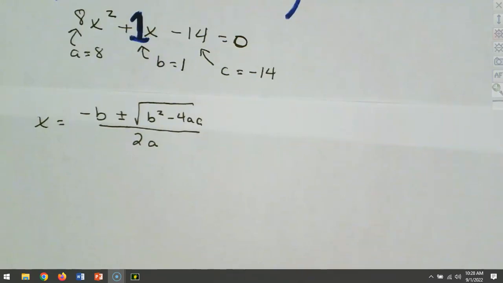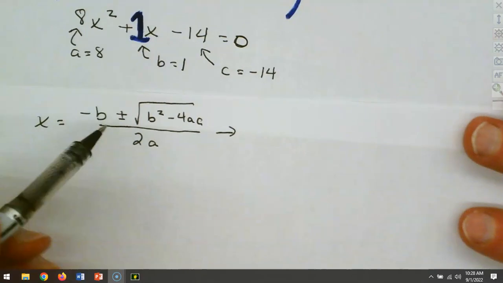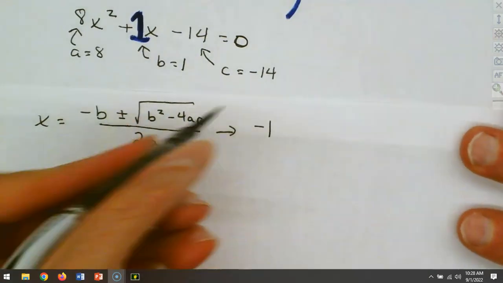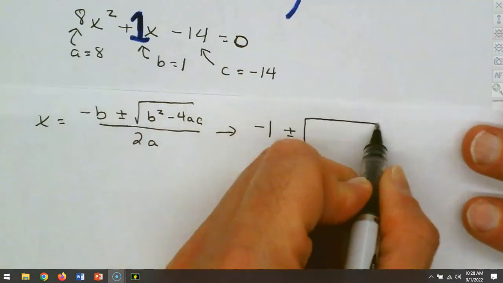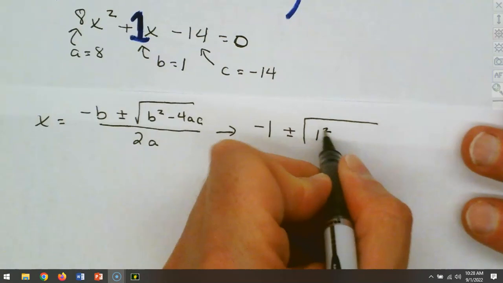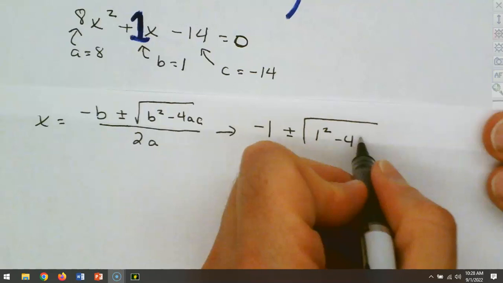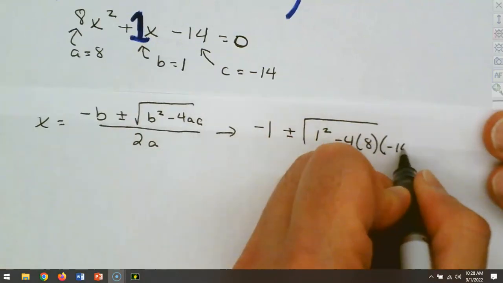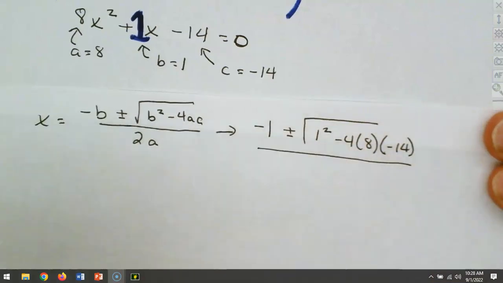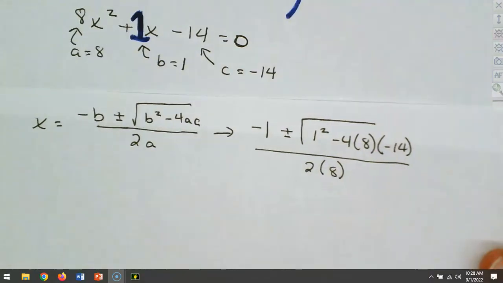So we've got it labeled, right? We need to go ahead and put our pieces in. Be careful with your signs. So negative B, so that's going to be a minus 1, plus or minus the square root of 1 squared minus 4 times A, which is 8, times C, which is a negative 14, all over 2 times 8 there. So we plugged our numbers in.